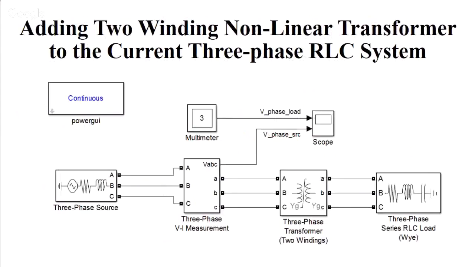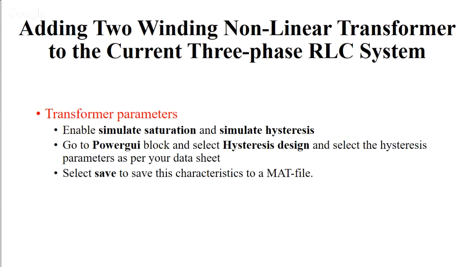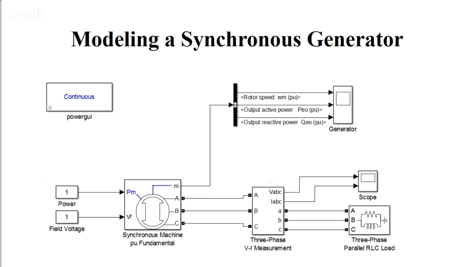So we have done this part up to adding the two winding non-linear transformer. In the next case, we have also discussed it: enable simulate saturation, simulate hysteresis. By clicking it, we go to power GUI and hysteresis design. We have covered it, right? Now, in the next stage, we are going to model a synchronous generator. How to model a synchronous generator in MATLAB simulation.